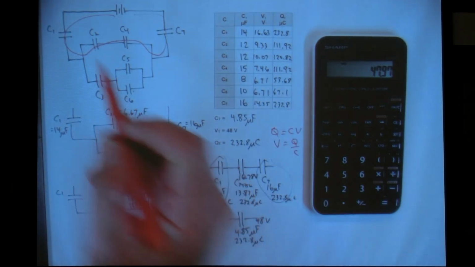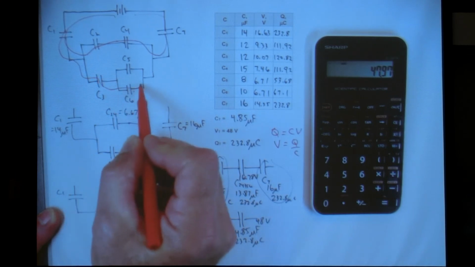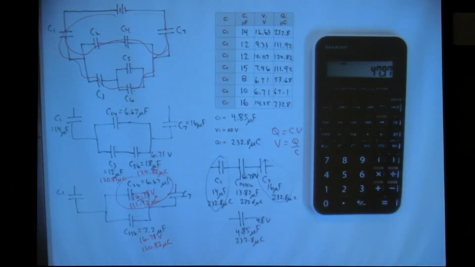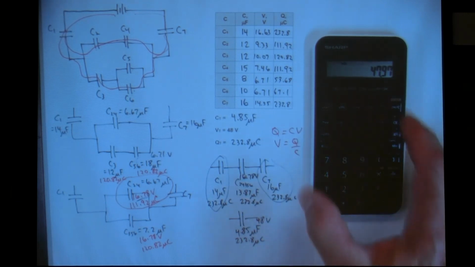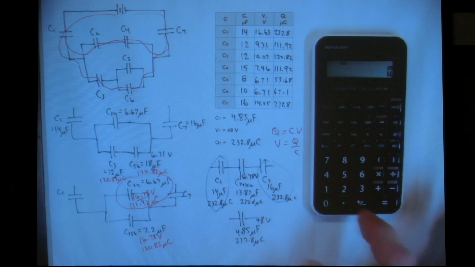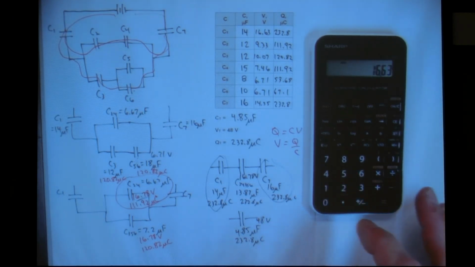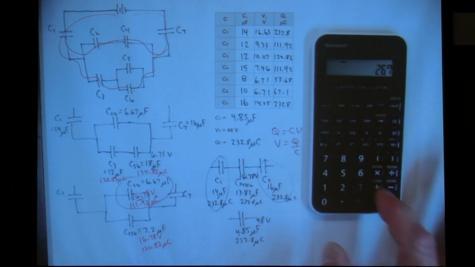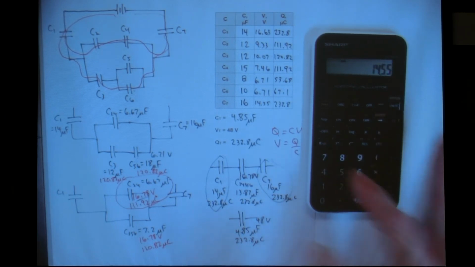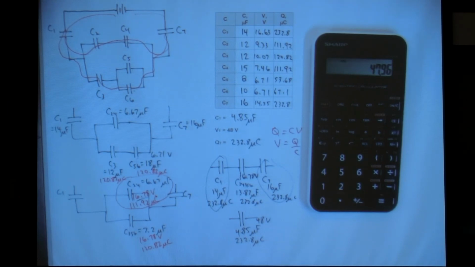I can check one more loop. I can go C1, 3, 6, 7. So voltage 1 plus voltage 3 plus 6 plus 7 should also equal 48. So I'll take 16.63 for V1 plus 10.07 for V3 plus 6.71 for V6 plus 14.55, and that's 47.96. So it again checks out. So I can be reasonably confident that my values in the table are correct and I have correctly solved this combination capacitor circuit.